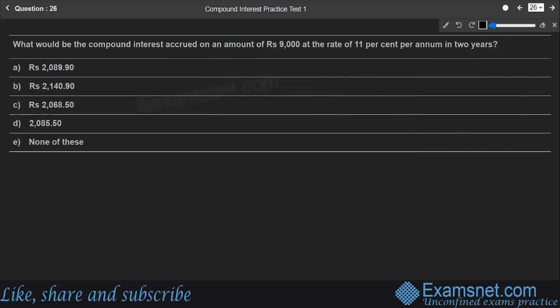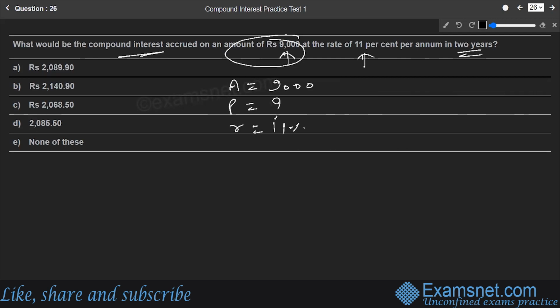Okay. What would be the compound interest accrued on an amount of rupees 9,000 at the rate of 11% per annum in 2 years? So clearly the amount value given is 9,000. So 9,000 is actually the grown up amount. Principal value is unknown. Rate percent is 11% per annum, and the time value is given as 2 years. So all these values are given, and we have got a simple formula. So let us use that formula.